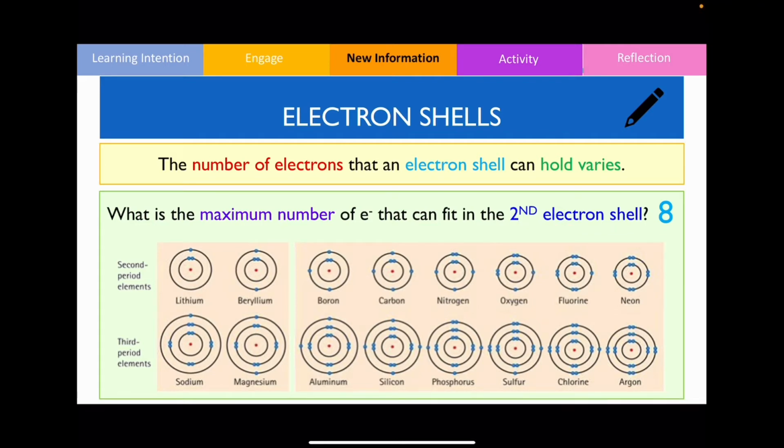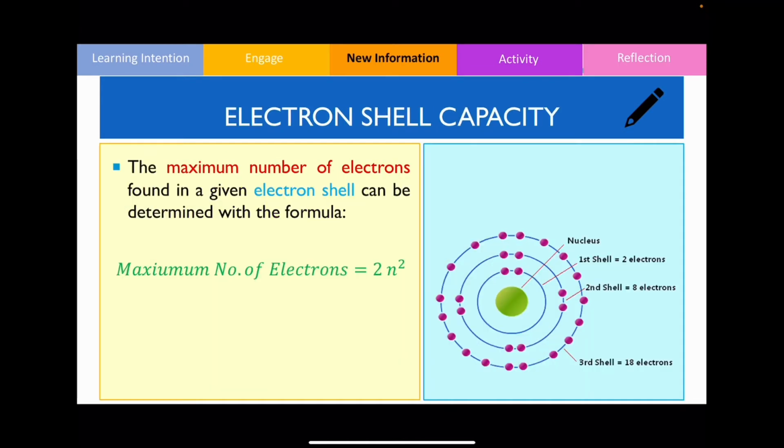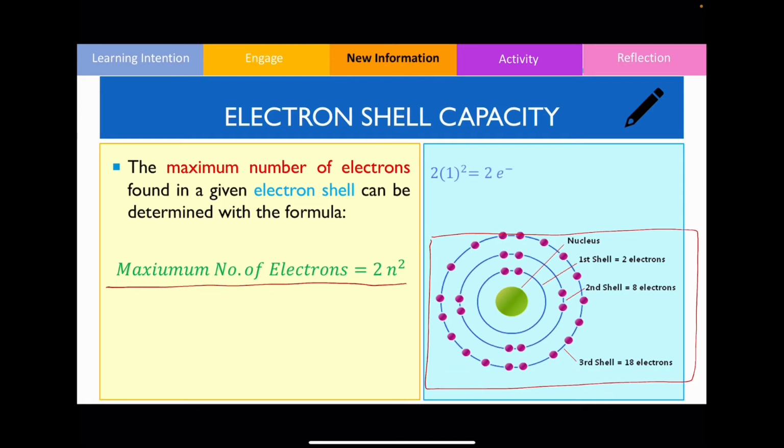There is an easy way for us to remember how many electrons can fit in each shell, and that's given by this particular formula over here. The maximum number of electrons is equal to 2n², where the letter n corresponds to the electron shell that we're interested in. This diagram already tells us the maximum number of electrons that can fit in each shell, but let's verify this using the formula. If you want to find out how many electrons can fit in the first shell, we substitute n equal to 1. So 1 squared is equal to 1, and 2 times 1 is equal to 2.